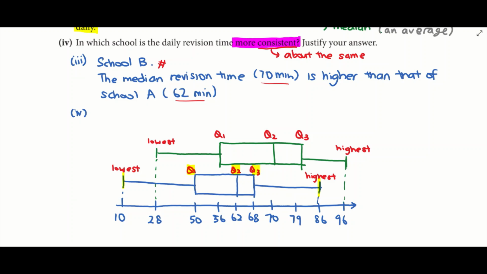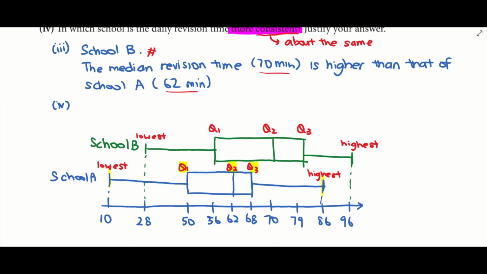Just by looking at the diagram, which school has more consistent daily revision time? Meaning, all the students having about the same revision time as each other. Would it be school A or school B? I would say that it will be school A because this portion, which is called the interquartile range, Q3 minus Q1, it is actually shorter as compared to that of school B.